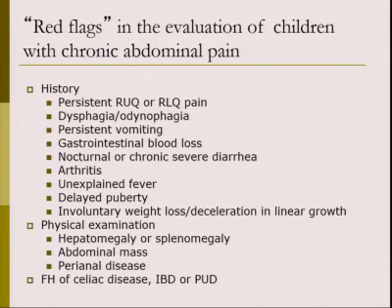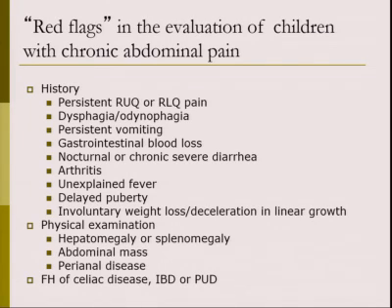The red flags that one should consider in evaluating a patient with chronic abdominal pain, which would suggest an organic cause, are listed here, and they include persistent right upper quadrant or right lower quadrant abdominal pain. So pain really on the left side usually is functional, and pain on the right side, if it's localized to those areas, one should be more concerned about an organic cause.